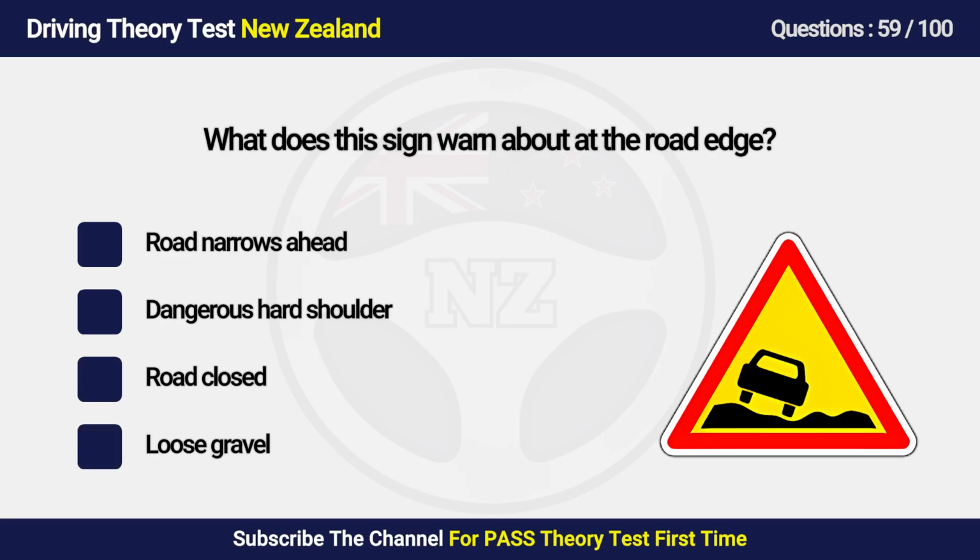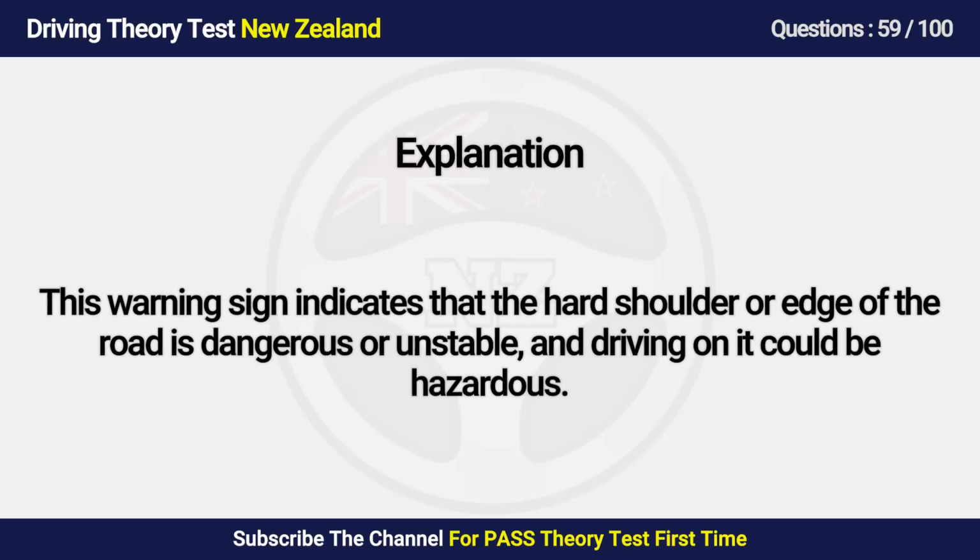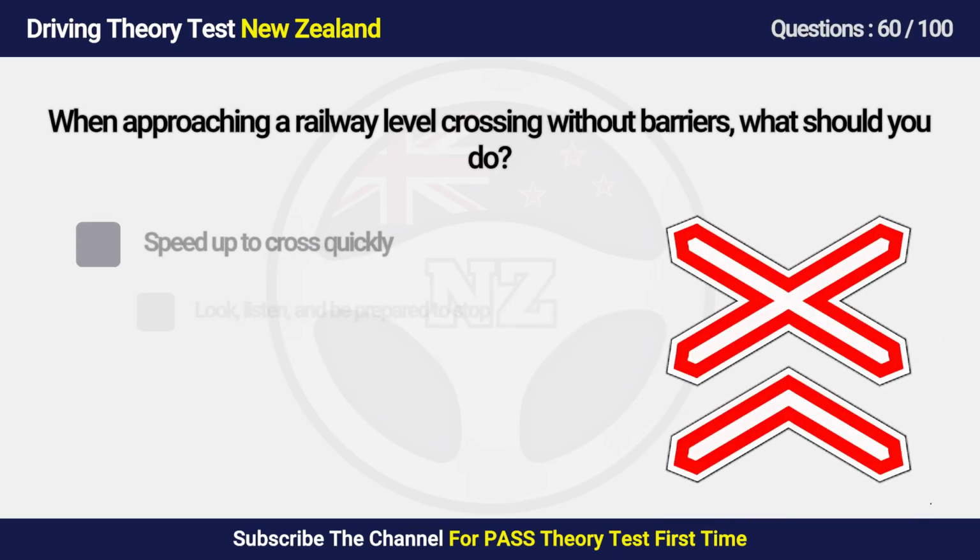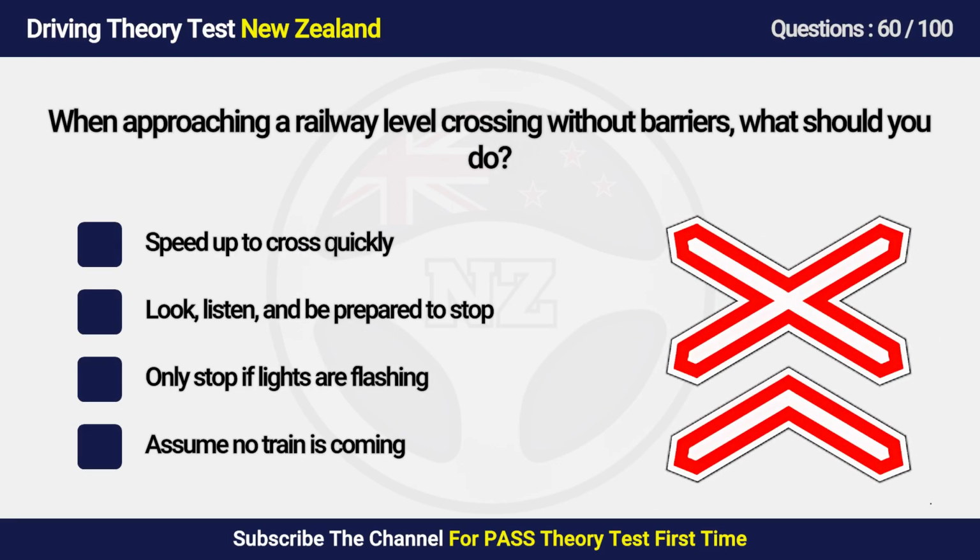A. Road narrows ahead. B. Dangerous hard shoulder. C. Road closed. D. Loose gravel. Answers is B. Dangerous hard shoulder. This warning sign indicates that the hard shoulder or edge of the road is dangerous or unstable, and driving on it could be hazardous. Question 60. When approaching a railway level crossing without barriers, what should you do?